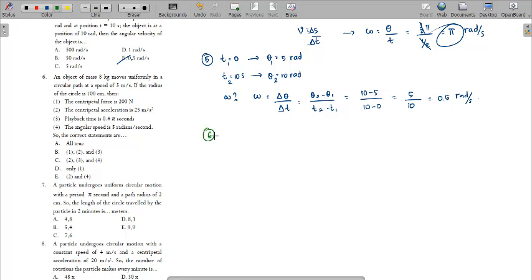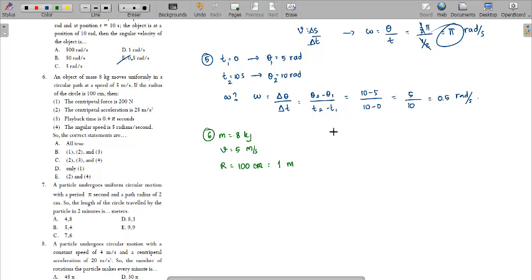Number 6. You have an object with mass of 8 kilograms that moves uniformly in a circular path, moving rotational, at the speed v, not angular speed, yeah, but the speed. Okay, you can also check the unit. If the unit is meter per second, that is v, but if radian per second, that is omega. So V is 5 meters per second. And then the radius of the circle, or we say in bahasa jari-jari, is 100 centimeters, which equals 1 meter.